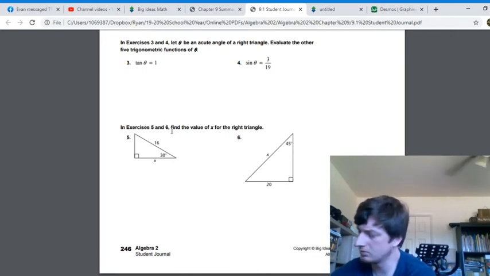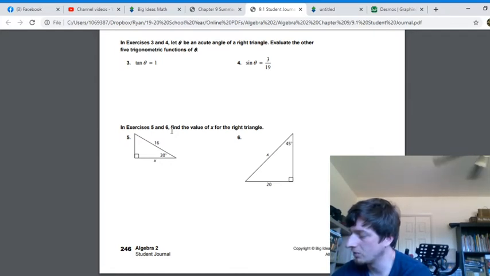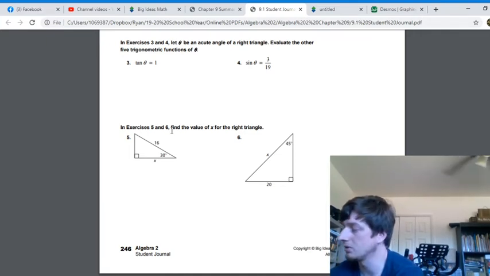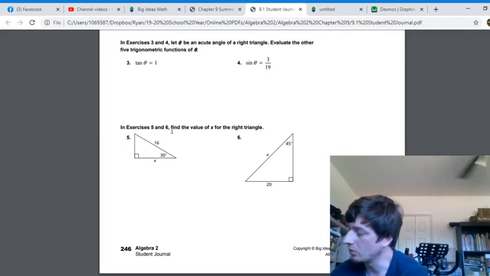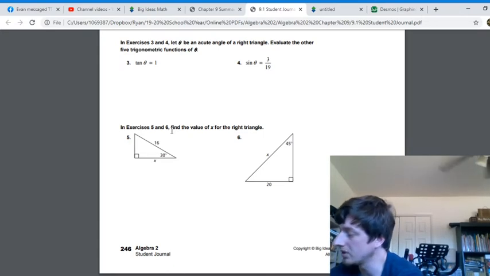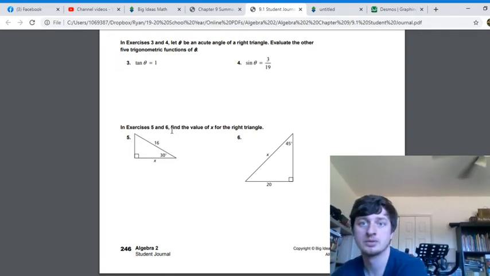So we have a right triangle. 16, x here, we have 30. Find the value of x for the right triangle. So we have an angle. This is theta. We want to find the adjacent side, and we know the hypotenuse. So we look at our phrase, SOHCAHTOA. Which one of these has an adjacent side and a hypotenuse? Which one has an A and an H? Well, cosine, CAH, cosine of theta equals adjacent over hypotenuse.